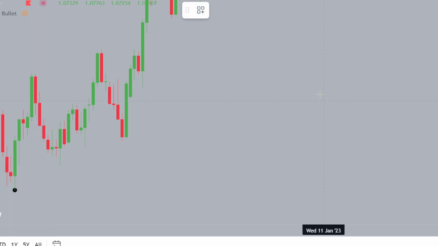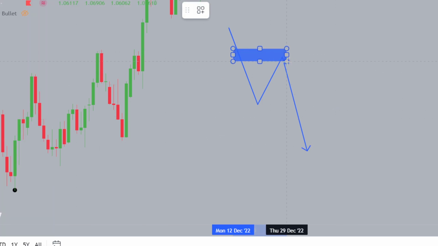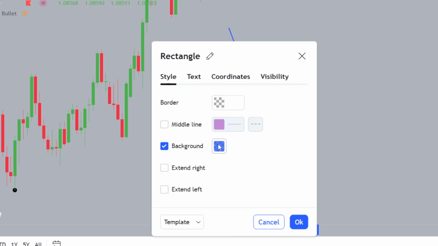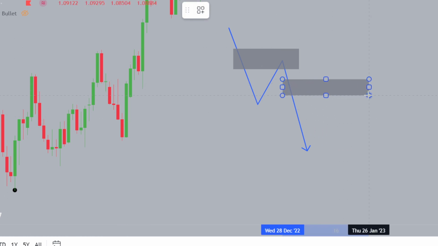So what we see over here is when we see price heading down, right, we're going to see price respecting some sort of a supply zone, right? So we're going to see price fill a fair value gap over here. Let's label that in gray. So we see price respecting this supply zone over here, right? Now, price then creates another supply zone just over here.